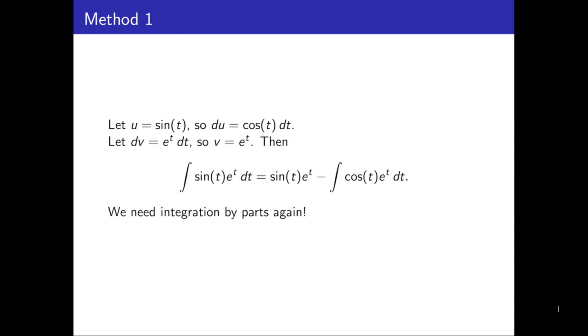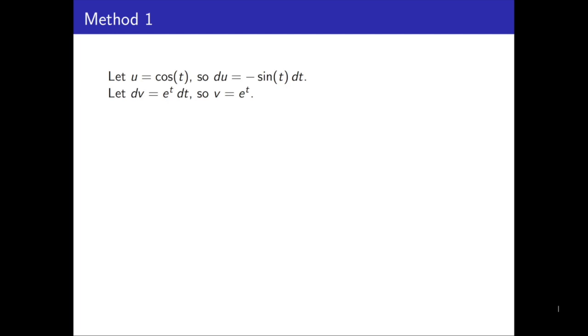Now, this looks fairly similar. Cos of t e to the power t isn't really any easier to integrate than sine of t e to the power t, so we're going to have to use integration by parts again. We'll pick u to be cosine this time, and dv is still e to the power t dt. So our du is negative sine, and v is e to the power t.